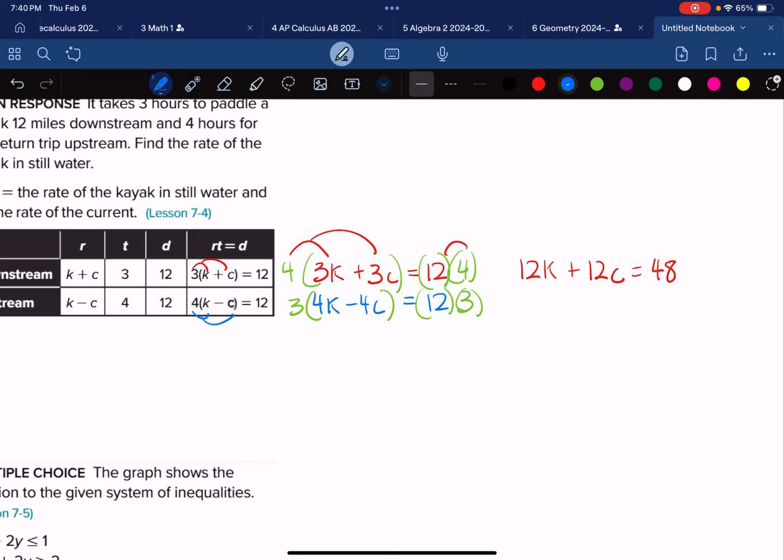And that's going to be equal to 4 times 12, which is 48. For my blue equation, distributing the 3, that's going to give me 12k, and then 3 times negative 4 is negative 12c, and that's going to be equal to 36. And now I can add these straight together, and these 12c's should cancel each other out. So when I add these together, you're gone.